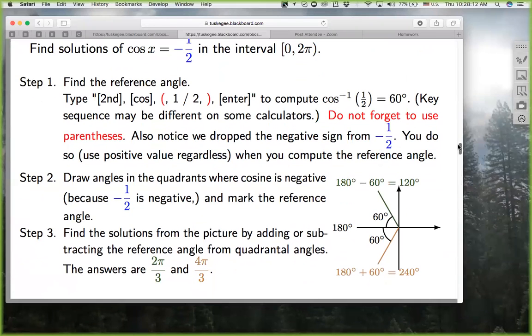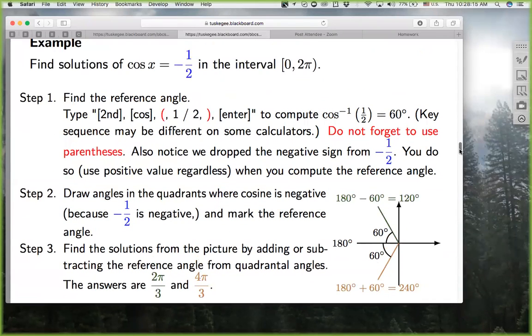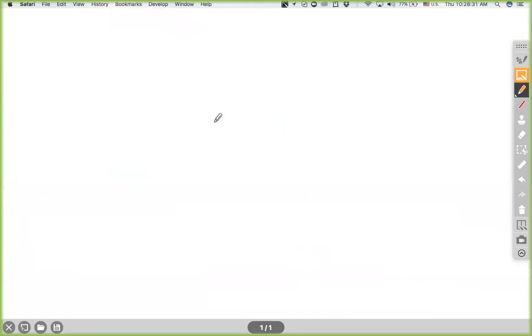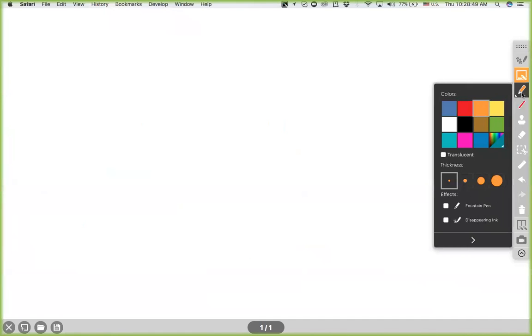Let me also talk about how to find the answers using a calculator. Let me use a whiteboard. Sometimes you won't have access to the unit circle, or the numbers given in the equation may not be one of the special numbers that's in the unit circle. So you should know how to use a calculator. Okay, so let me explain that.